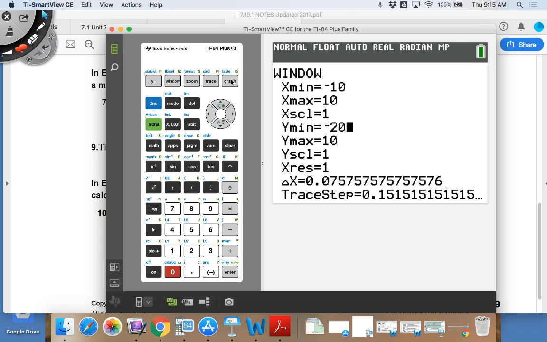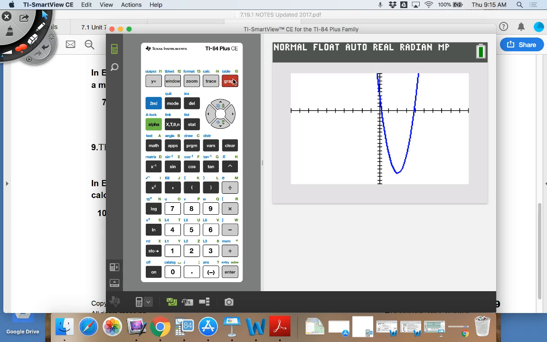I could change everything else and make it all the right proportions, but really the main thing I have to change is my y value. And why did I know that? Because I know I need to see farther down. Once you can see the vertex, here's what we can do.